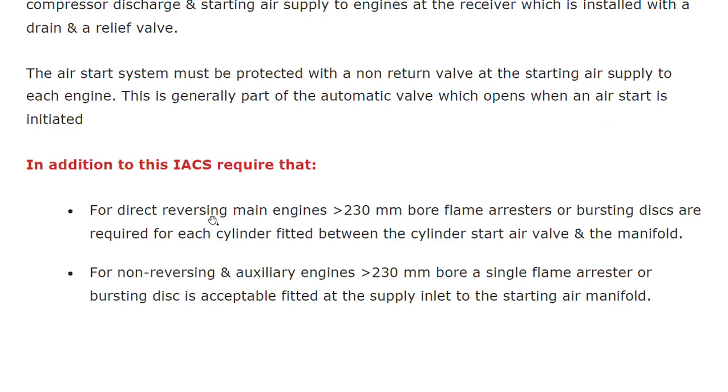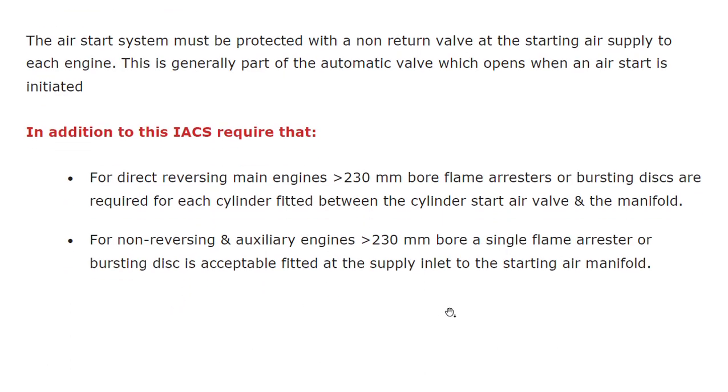In addition, IACS requires that, now what are the requirements here? For direct reversing main engines, greater than 230 mm bore, flame arrestors or bursting discs are required for each cylinder. If each cylinder has a bore of more than 230 mm, a flame arrestor and bursting disc should be fitted with the cylinder start air and the manifold. For non-reversing and auxiliary engines of 230 mm bore or less, a single flame arrestor is acceptable. So the flame arrestor and bursting disc are for the reversing main engine, and for the non-reversing auxiliary engine a flame arrestor and bursting disc is acceptable, fitted at the supply inlet and starting air manifold.